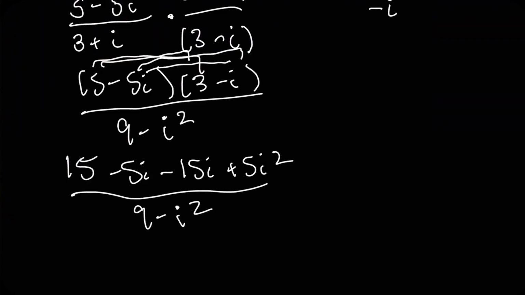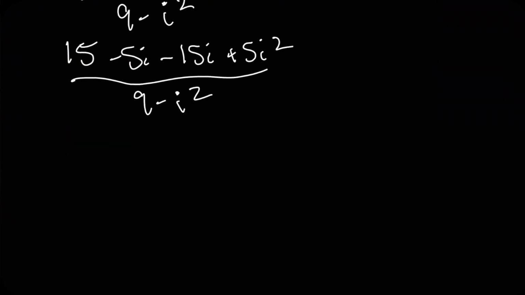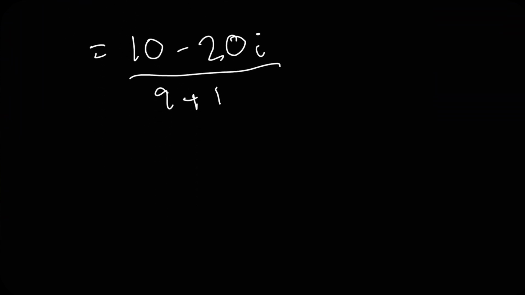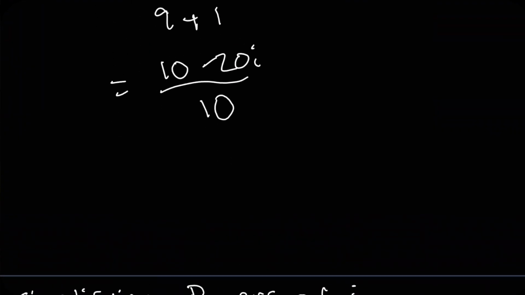So this will be 10 minus 20i divided by, and then 9 minus i squared would be 9 minus a negative 1, so this will turn into a positive 10. And the final simplification here, 10 minus 20i divided by 10 will give us 1 minus 2i.